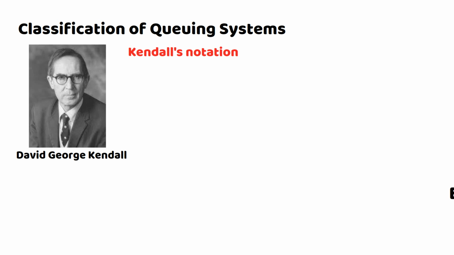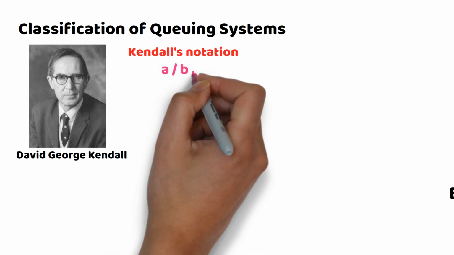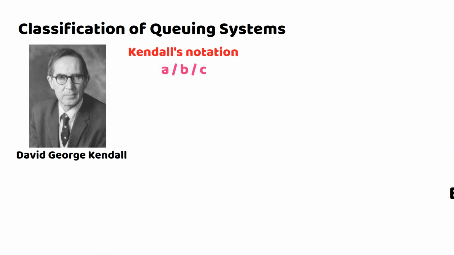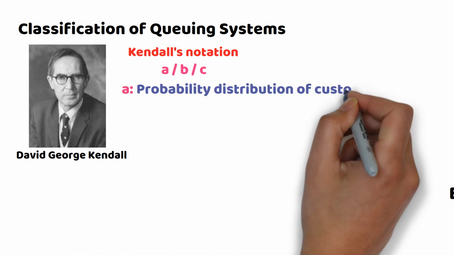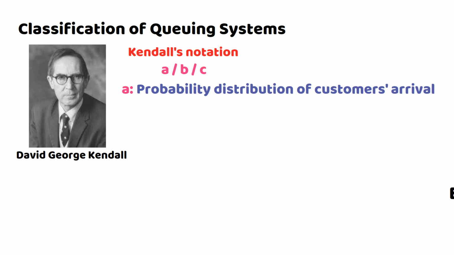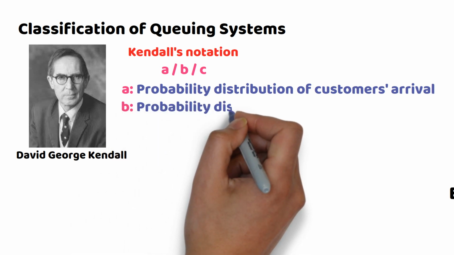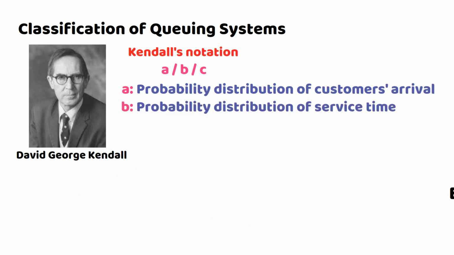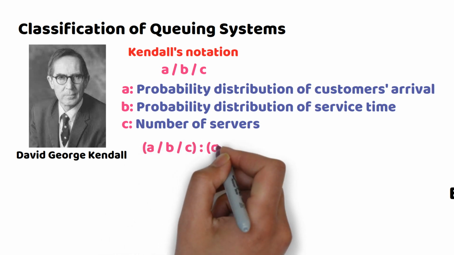It is represented as A/B/C, where A represents the probability distribution of customers' arrival. B represents the probability distribution of service time. And C is the number of servers. Later on, other letters were added to this, and it was modified like this.